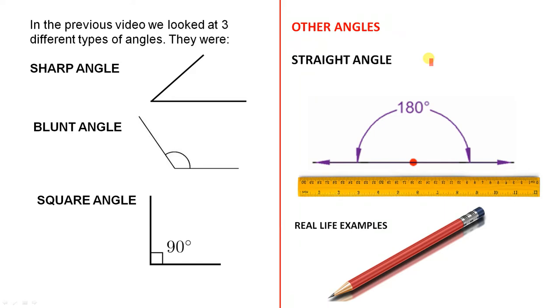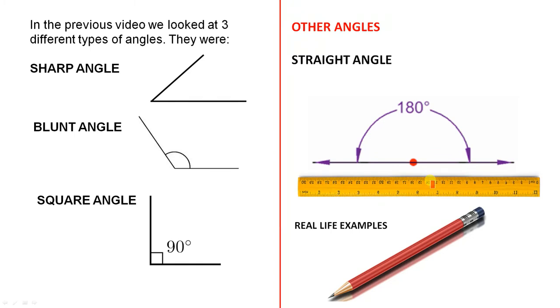Other angles, we have what we call the straight angle, and that is 180 degrees. It basically starts at one point on a line and the rotation goes all the way around to another point on the line. So it's not a full circle, it basically goes halfway around, and that's why it's 180 degrees.